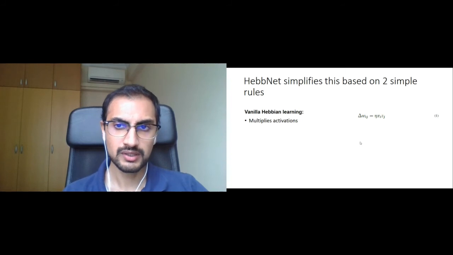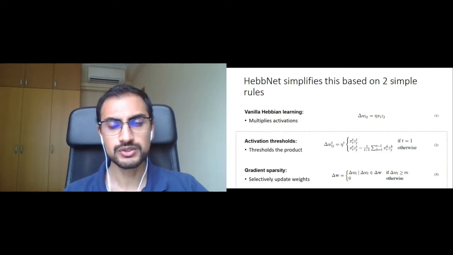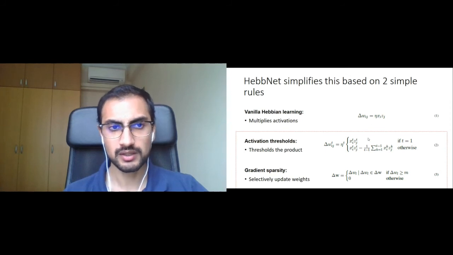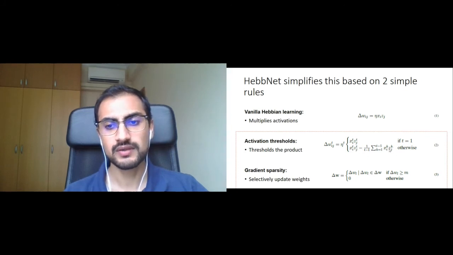We try to reduce this complexity by proposing two new rules for Hebbian learning. This is the equation for the vanilla Hebbian learning rule, which is just a multiplication of the two activations, in our case the input vector x and the activation vector z. However, we find that this is not very stable, and the first step to stabilizing it is to threshold this product. A good way to do that is to threshold it on all the past activation products that a particular weight has seen. So if I'm at the tth training iteration, I threshold my tth weight update value on all the previous t minus 1 products that that particular weight has seen.